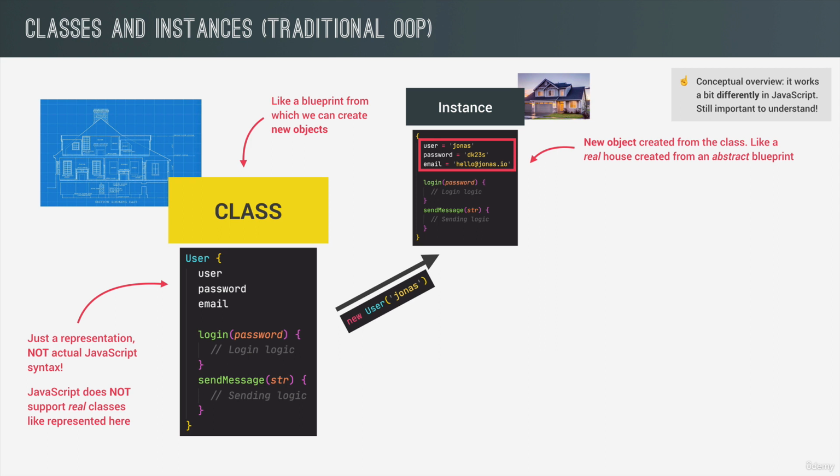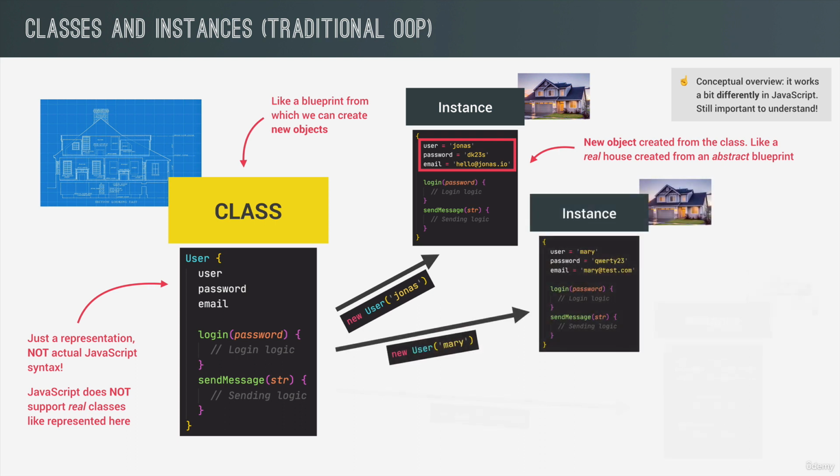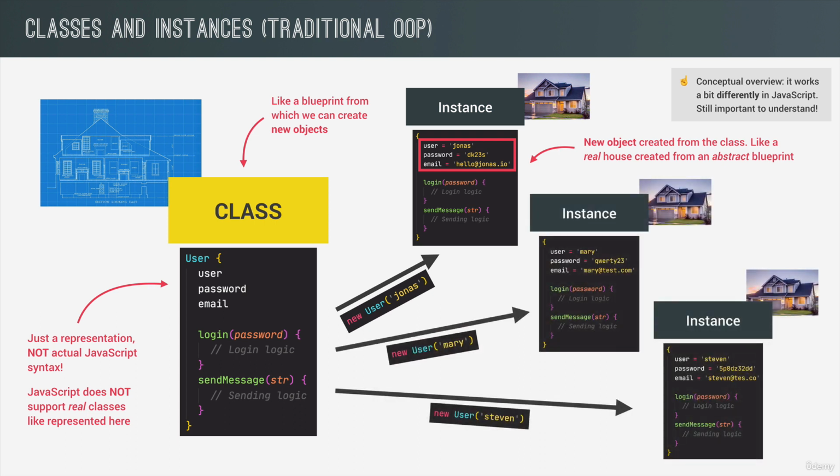And the beauty of this is that now we can use this class to create as many instances as we need in our application, just like we can build multiple houses from just one blueprint, right? And all of these instances, so these objects, of course, can have different data in them, but they all share the same functionality, which is to log in and to send messages.